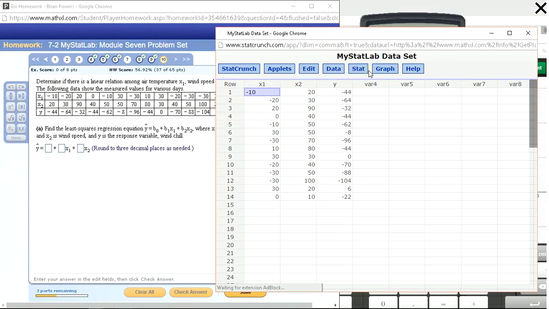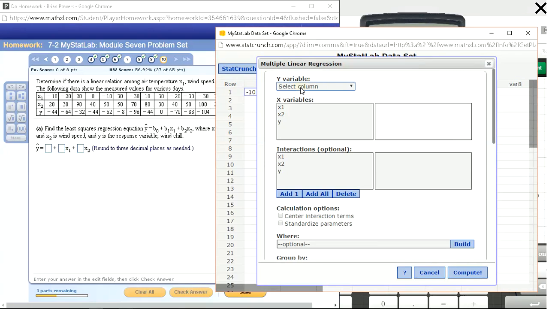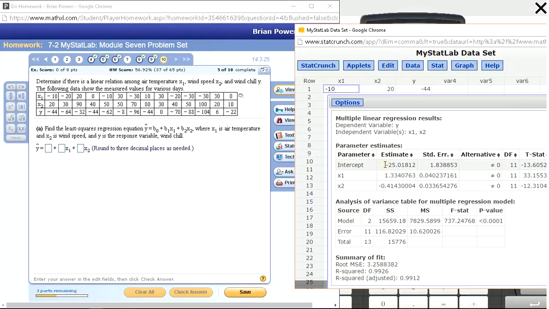So under Stat, we want to go down to Regression, but choose Multiple Linear instead of Simple Linear. For the y variable, we want to pick y. X variables, pick x1, x2. Leave your interactions blank. This is something that we might get into later, but we're not putting interaction terms into our model. And that's it for now. Just hit Compute, and we'll look at the output.